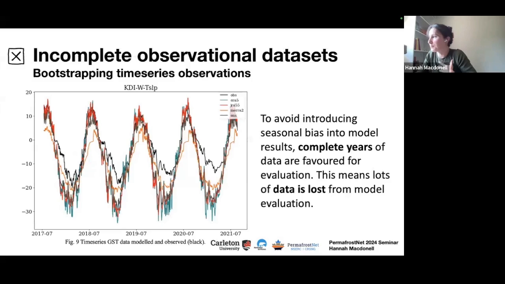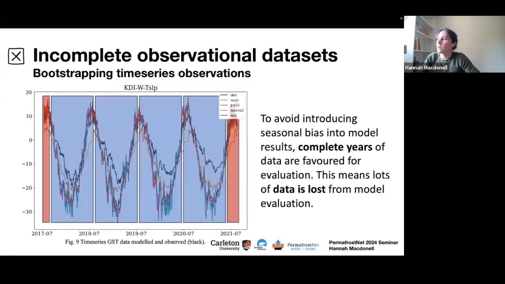And so the last two issues that we really addressed in the ranking framework was the very limited nature of observational data. To ensure an unbiased evaluation of model results and to avoid introducing seasonal biases, complete years of data are often favored during an evaluation process. This is often done to avoid having too much of January influencing your model results, if that makes sense. But this approach leads to a significant amount of data being excluded from the evaluation of the model.